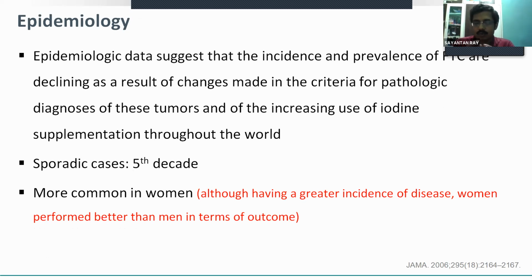It is now the second most common histologic type, and the frequency of follicular thyroid cancer has been estimated between 9 and 40%. Why? Depending on the population studied, the status of iodine intake, and the pathological criteria used for the diagnosis. Regarding the most important risk factor, we will discuss later on. But what is important is that ionizing radiation appears to be a risk factor for PTC to a greater extent than FTC. Regarding sporadic cases, it commonly presents in the 5th decade and is more common in women, but despite the greater incidence of disease, women perform better than men in terms of outcome.